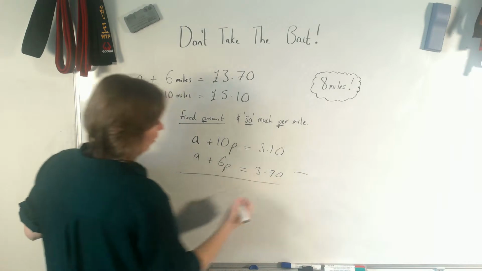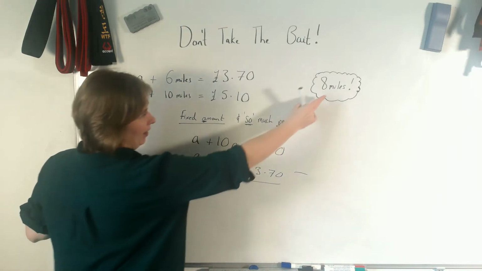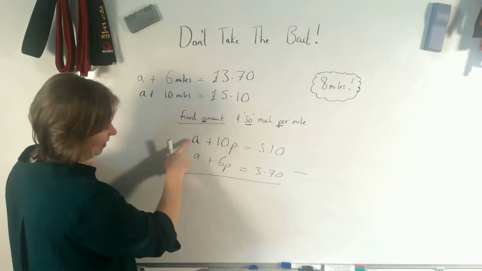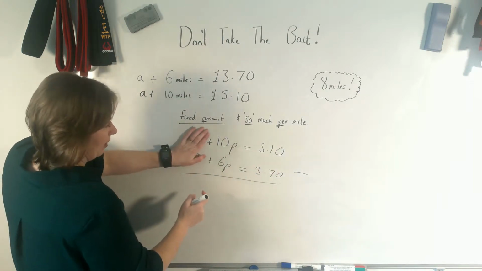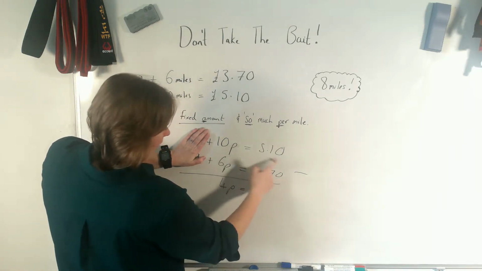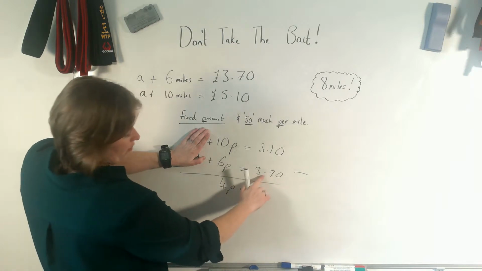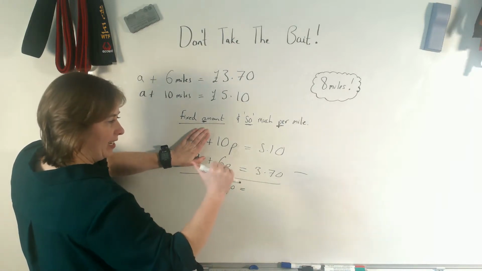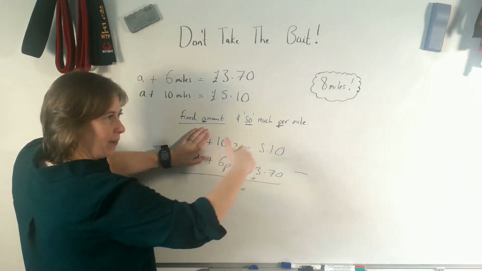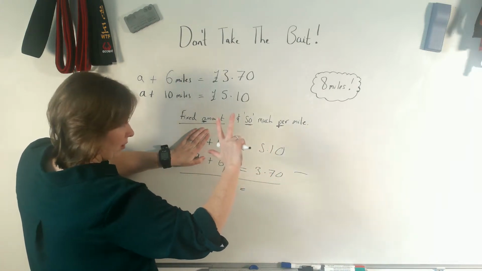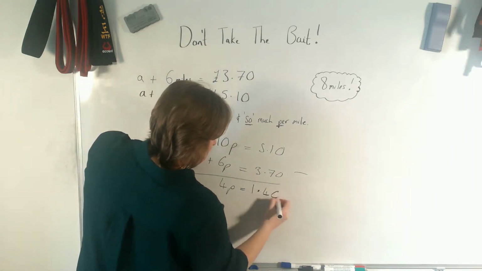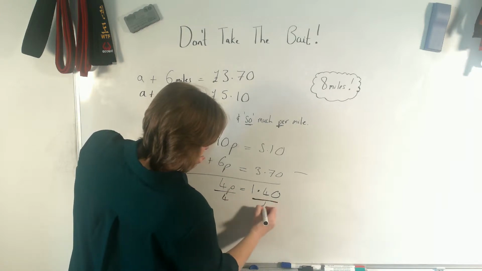I'm going to subtract now to find what P is, because I've got to find out 8 miles, so I need to know what 1 mile is. This is a really good way of doing that because I can eliminate A. A subtract A is 0, that disappears. 10P subtract 6P is 4P. 510 subtract 370. 370 is nearly £4. 70, 80, 90, £4. Add another £1.10 from £4. £4 add £1.10 is 5.10. So that's 30 pence plus 1.10. So that's 1.40 altogether. Now I need to divide both sides by 4.